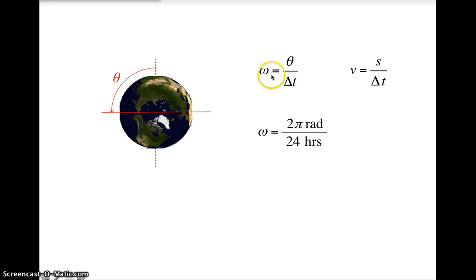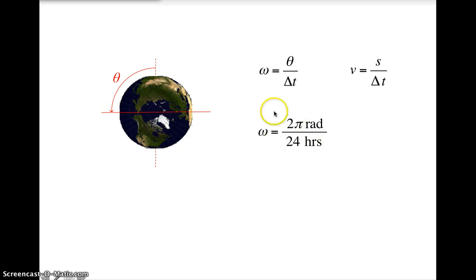Angular speed or angular velocity is very similar to ordinary linear velocity. The linear velocity is just the displacement divided by how long it took for that displacement to occur. And in this unit, we're going to see a lot of parallels between the linear quantities like linear velocity, linear displacement, and the angular quantities like angular velocity, angular displacement. As the Earth rotates, its rate of rotation, its angular velocity, stays the same.